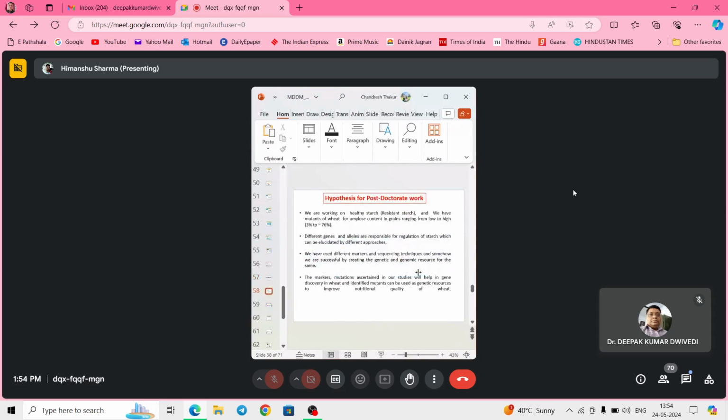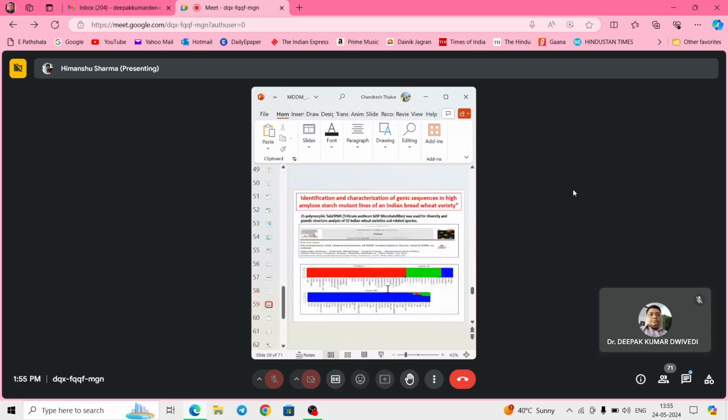Then after my postdoc work, as Sabha has told, we are working on the amylose content. There we have a population for resistant starch. Different genes and alleles are responsible for controlling the starch present in wheat. We have used different markers and sequencing techniques, and the mutations identified in this study will be helpful for genetic improvement programs of wheat. This work was done in my lab where Sabha did his PhD.